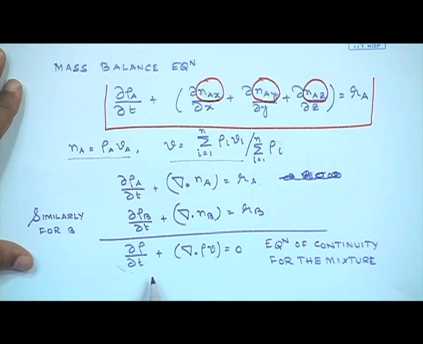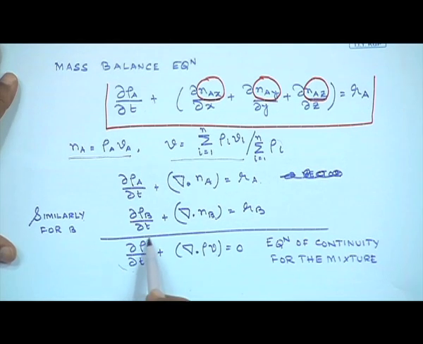And if you are dealing with a fluid in which the density is constant, it's not varying, then simply this term would be equated to 0, and what you would get is del dot V equal to 0.